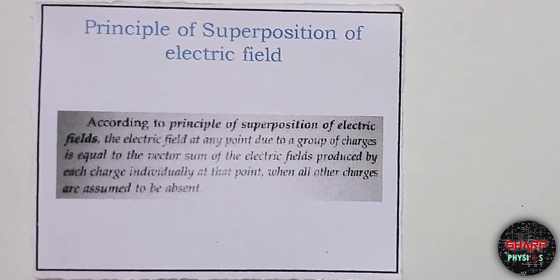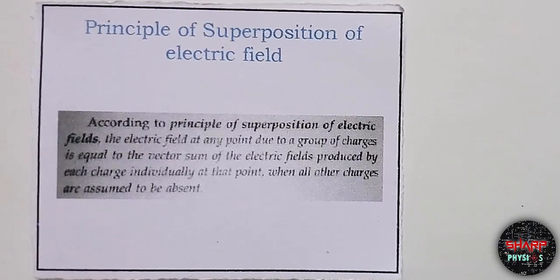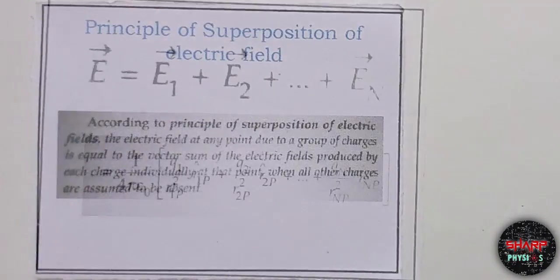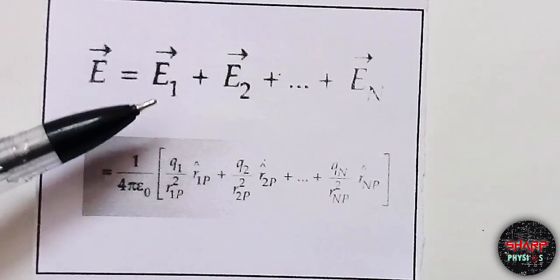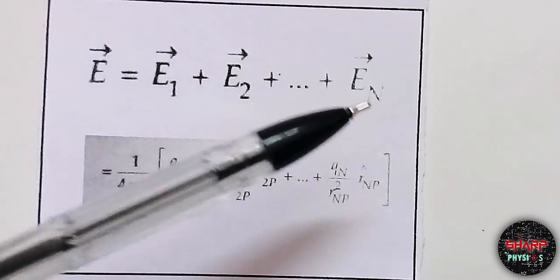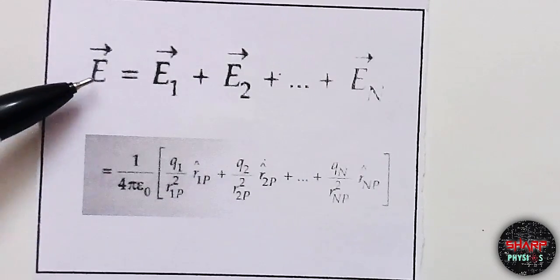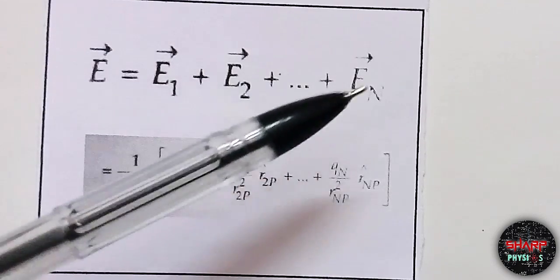According to the principle of superposition of electric field, the electric field at any point due to a group of charges is equal to the vector sum of the electric fields produced by each charge individually at that point, when all other charges are assumed to be absent. So based on the principle of superposition, we are going to add all the electric fields E1, E2 up to En. We get an electric field E equal to E1 plus E2 plus dot dot dot plus En.